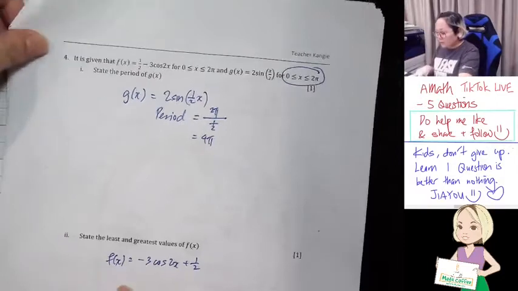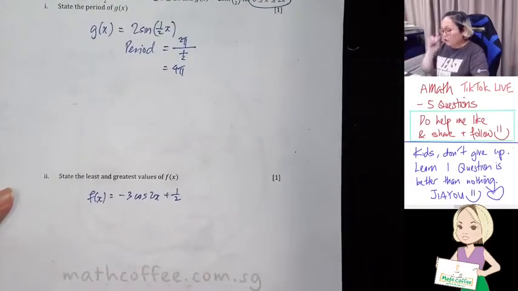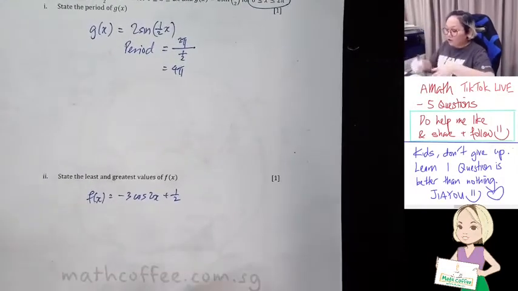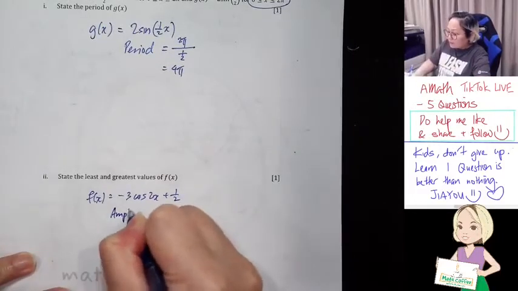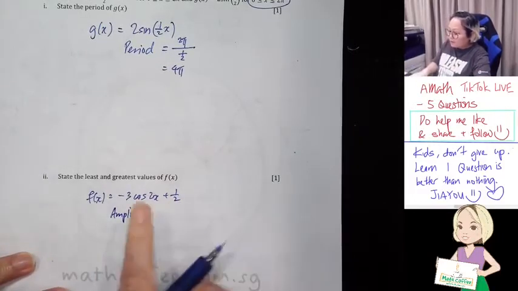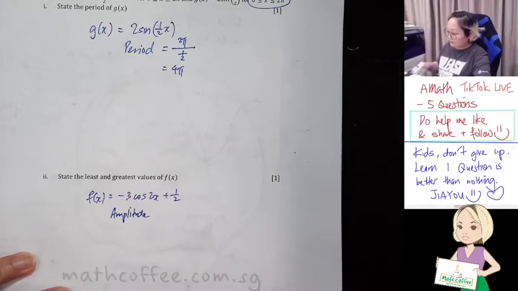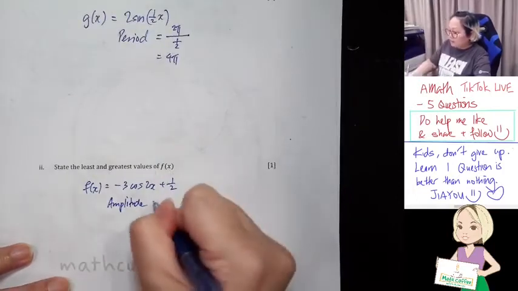Now looking at this one, before we talk about the least and the greatest, let's talk about our amplitude. Can someone tell me what's the amplitude? This graph has a minus, so we know that this graph is flipped, right? So can someone tell me what's the amplitude for this one?